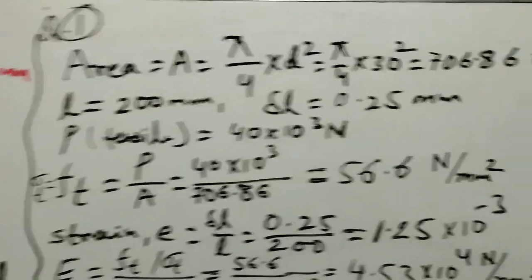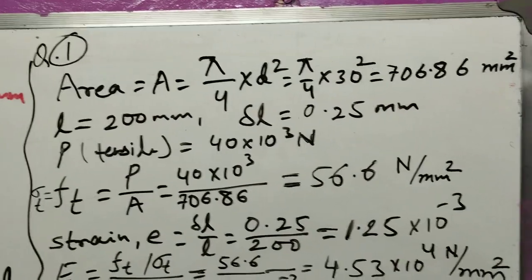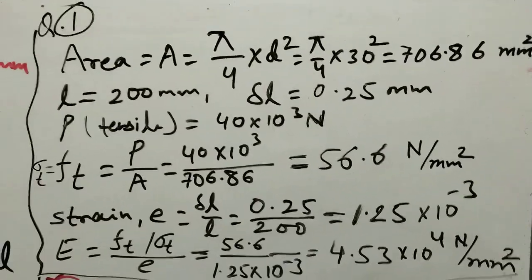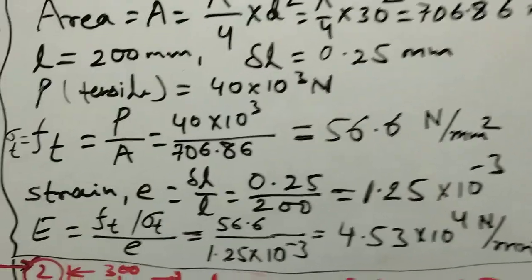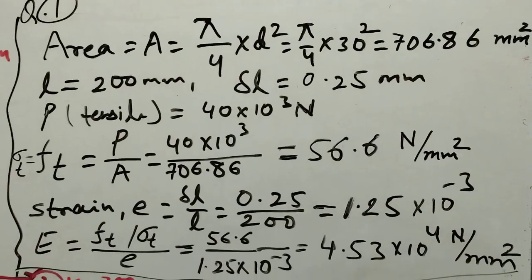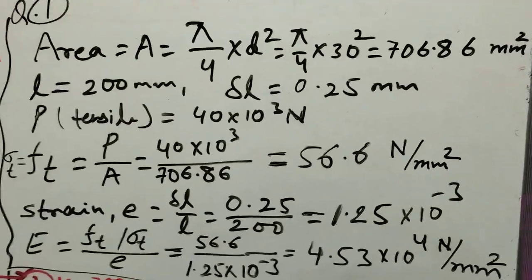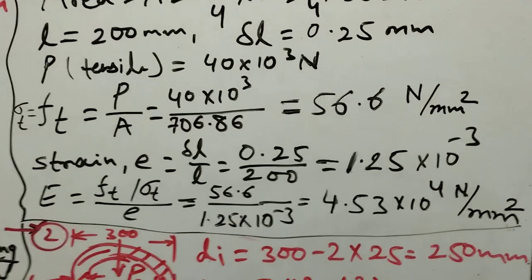Now first find out the area. We know that the area formula is simple: pi by 4 d square, which is pi by 4 into 30 whole square. And then we get the stress, P by A, 40 into 10 to the cube divided by area. The load is 40 kN. Therefore, stress is 56.6 Newton per millimeter square.